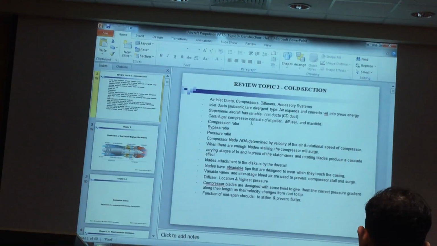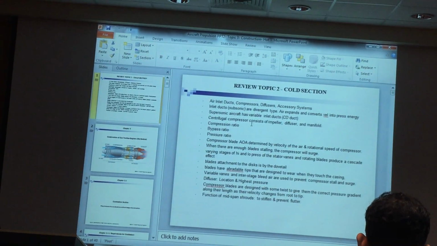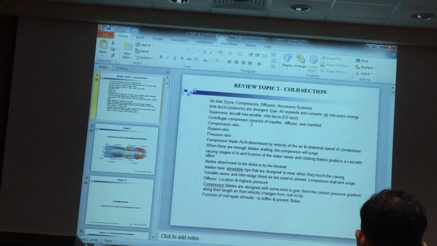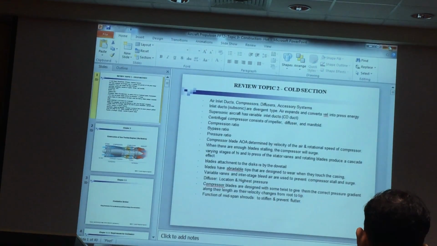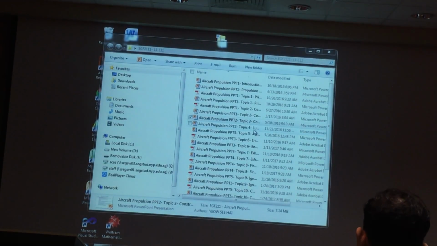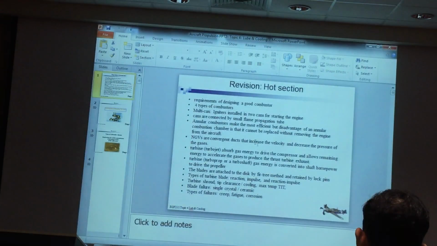The function of the mid-span shroud: what is the purpose of the mid-span shroud? Prevent flutter, prevent vibration, okay? Now, understand. What's the oil for? Lubrication.